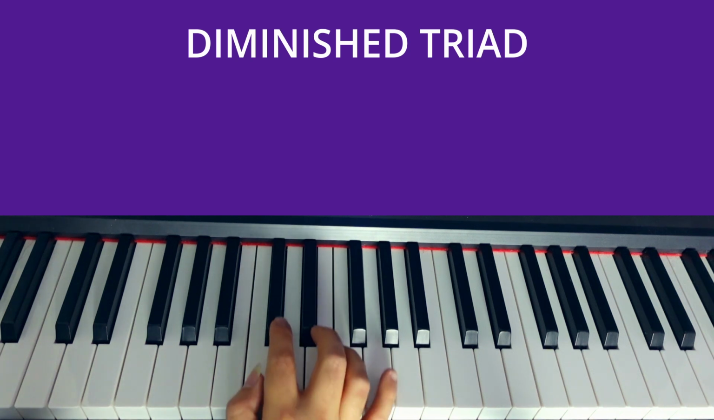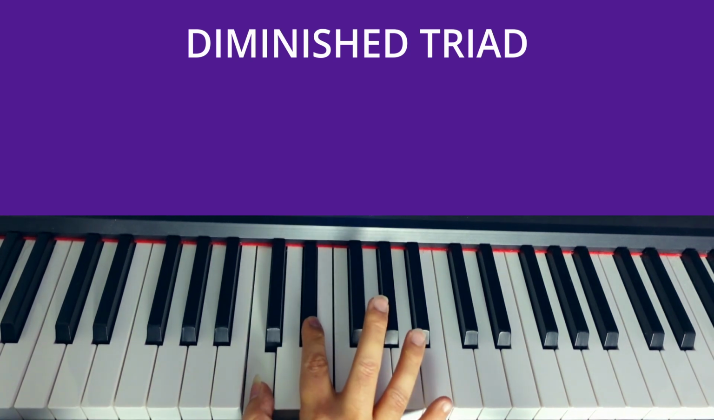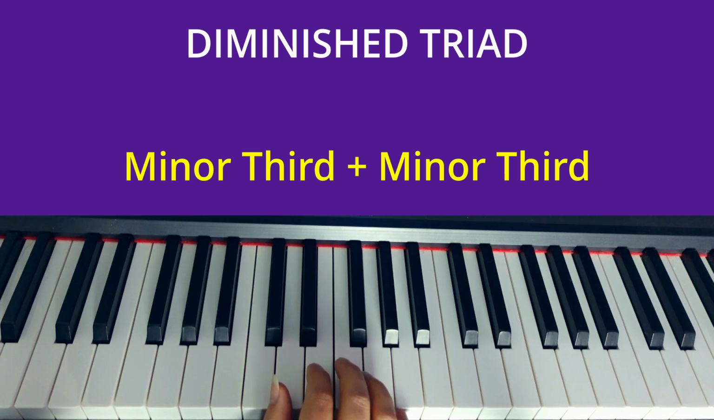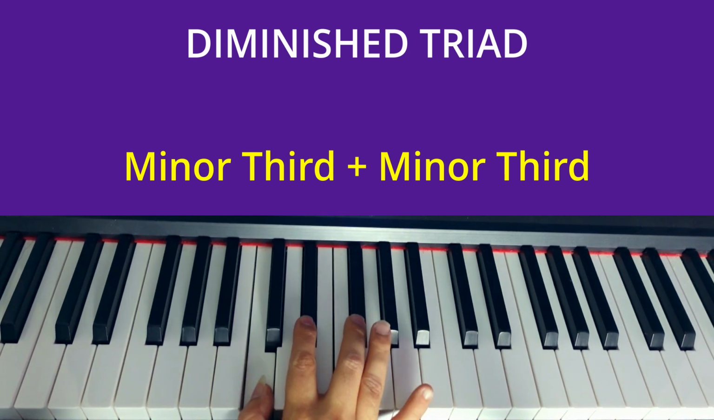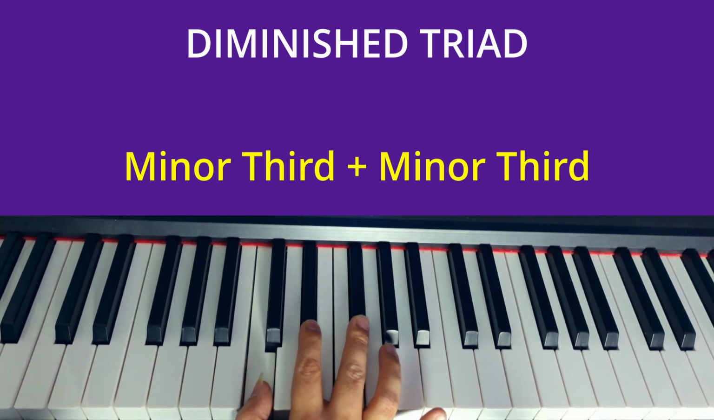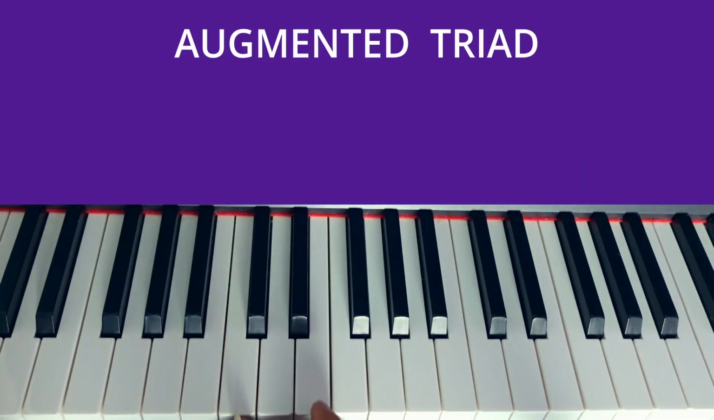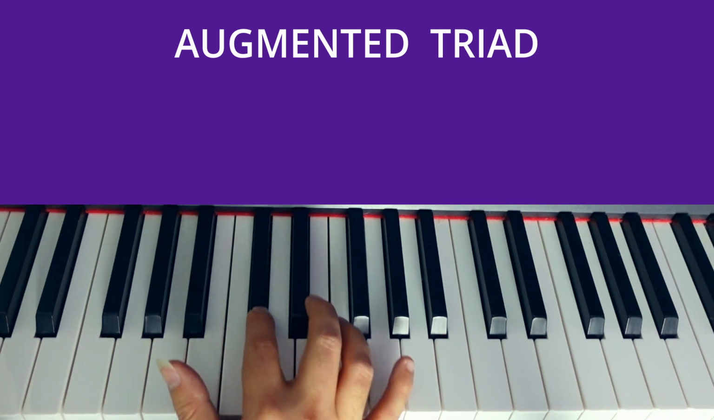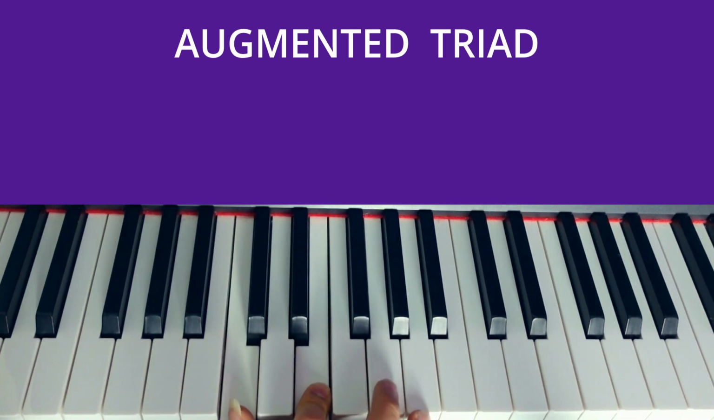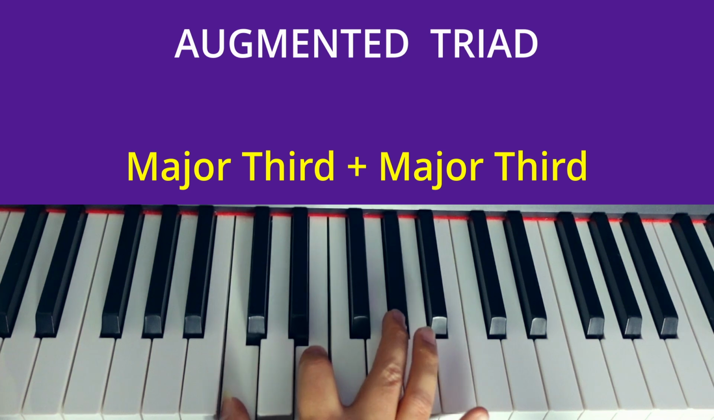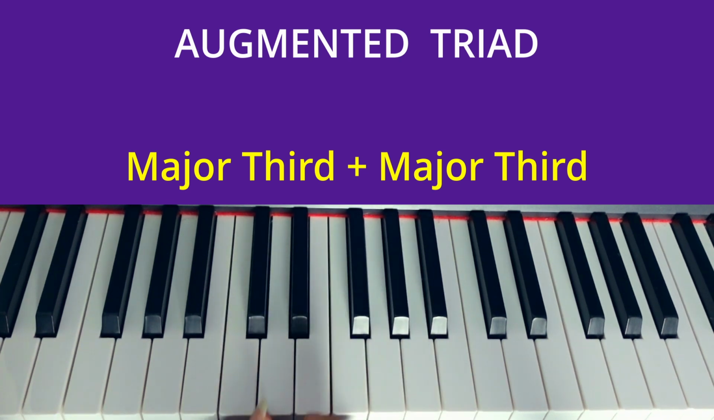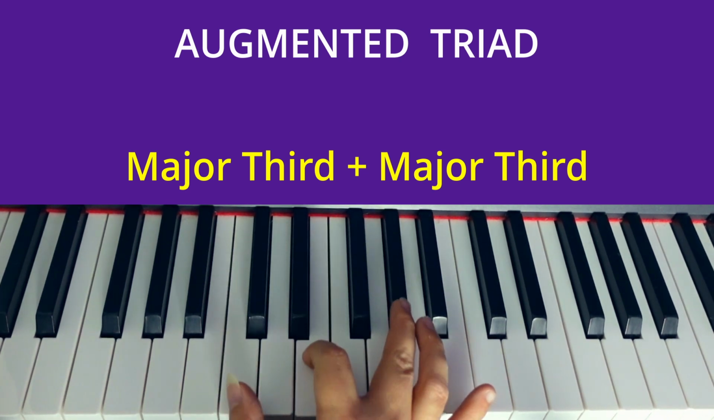The diminished is going to be 2 consecutive minor thirds, and the augmented is going to be 2 consecutive major thirds. Okay, so 1 minor third from C, and then another minor third from E flat. That's the diminished triad. Now let's build an augmented. So we need to take 4 half steps and another 4 half steps from this one. Oh, cool. So now we have C, E, and G sharp.